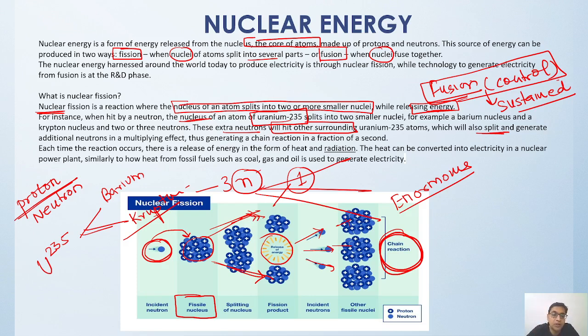So if you want to control the chain reaction, we have to control the neutrons. The fewer the neutrons, the fewer nuclei they will hit, and the process will be slower. If you keep the neutrons fully open, it will produce an enormous amount of energy, and sometimes it goes out of control also. Each time the reaction occurs, there is a release of energy in the form of radiation. This energy we utilize to convert water into steam, and that steam runs the turbine. The turbine is connected to a generator, which converts it into electricity.